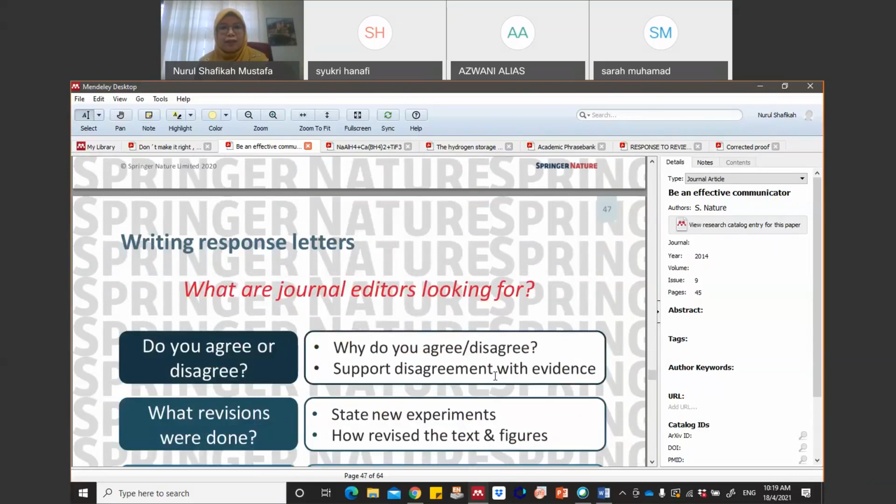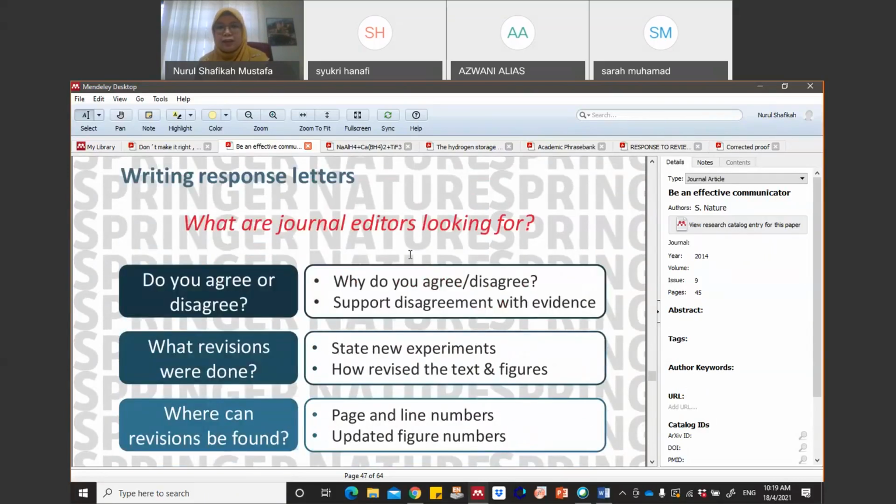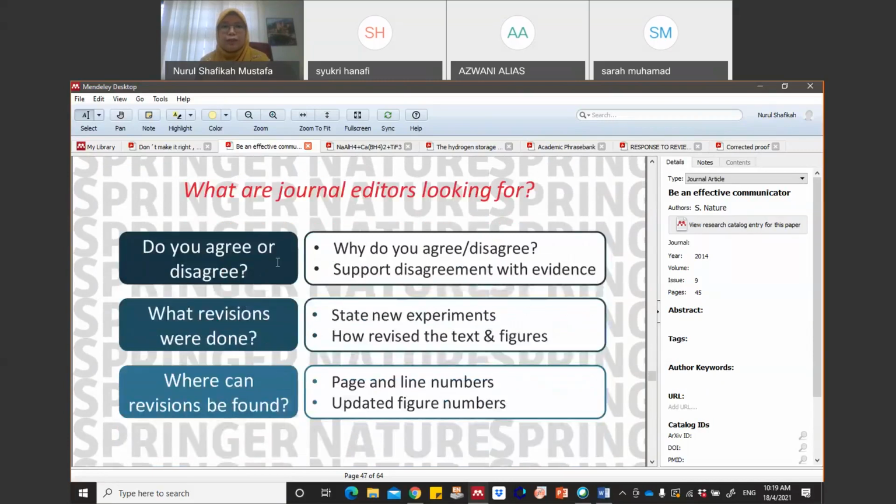Okay, writing a response letter. What are journal editors looking for? Do you agree or disagree? If there is a comment, why do you agree? Why do you disagree? Support this with evidence. What revisions were done? State new experiments, how you revised the text and figures. Where can the revisions be found? Page and line numbers, updated figure numbers.